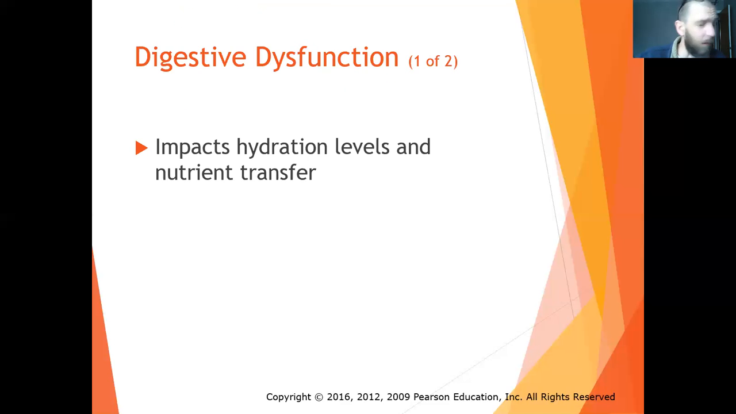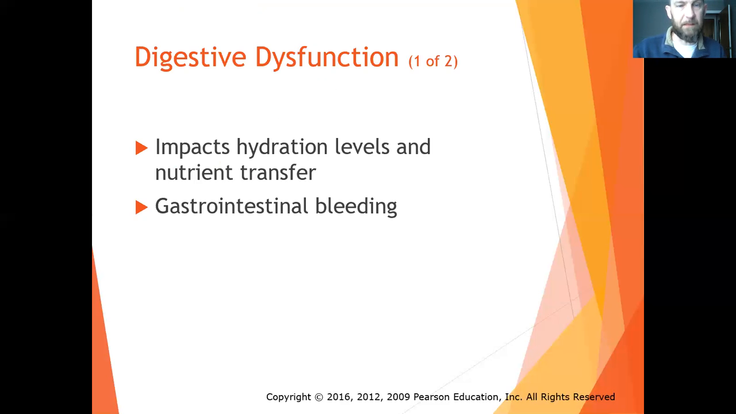One of the bigger issues that we can have with the digestive system is whether or not we can get water into the system or nutrients into the system. So our water balance could be off because of our digestive system, or our nutrient balance. Maybe we're not getting enough electrolytes, vitamins, things like that into our body for jobs to get done. So that's what can happen there.